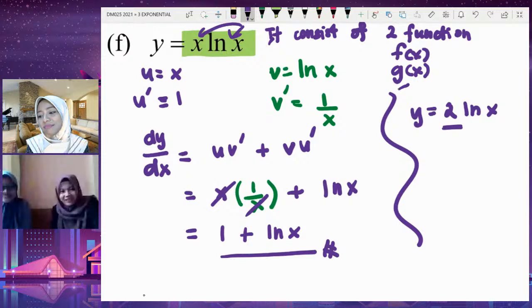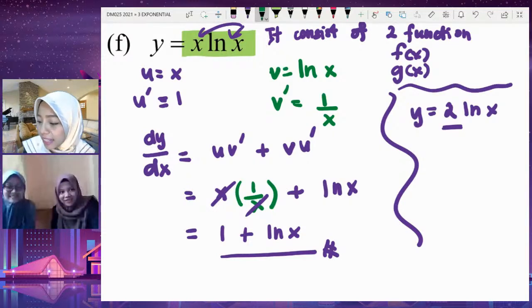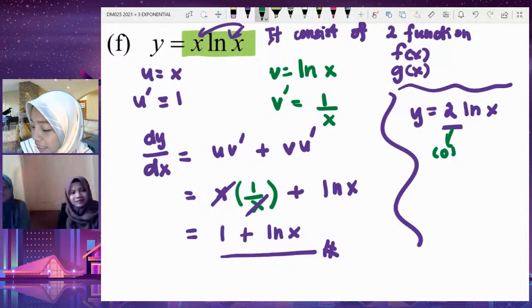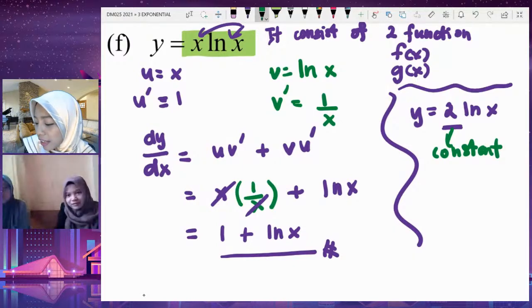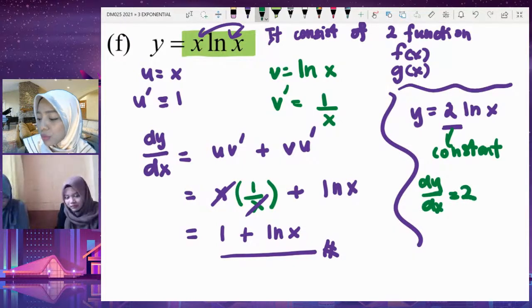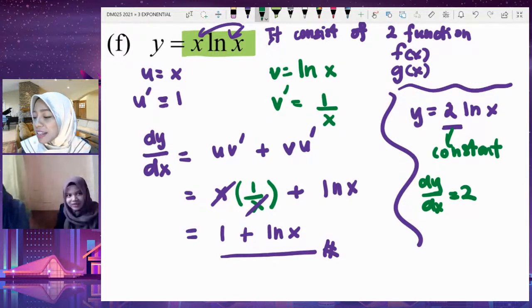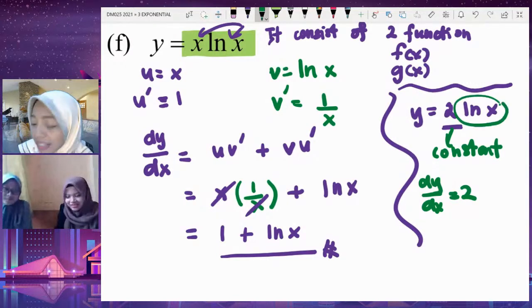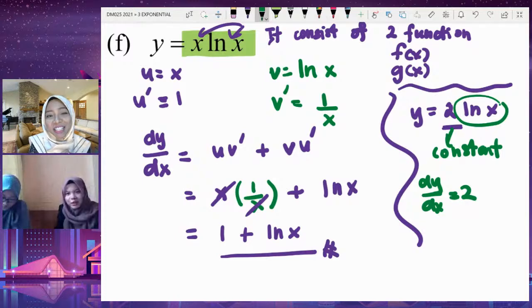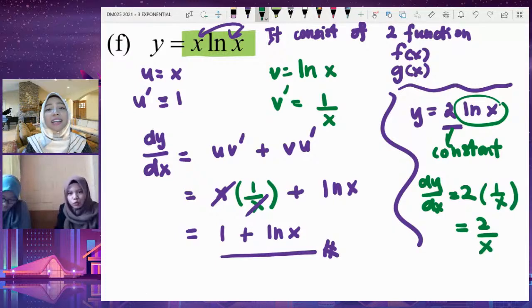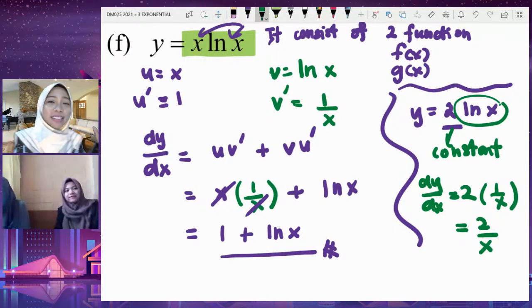Yes, 2 is a constant. Exactly, because 2 is a constant. So if we differentiate this one, there is no problem. The 2 is brought to the front, it has nothing to do with the differentiation. The thing that we differentiate is ln x. Differentiate ln x, we get 1 over x. Therefore, this will give you 2 over x. Do you see the two obvious differences here?